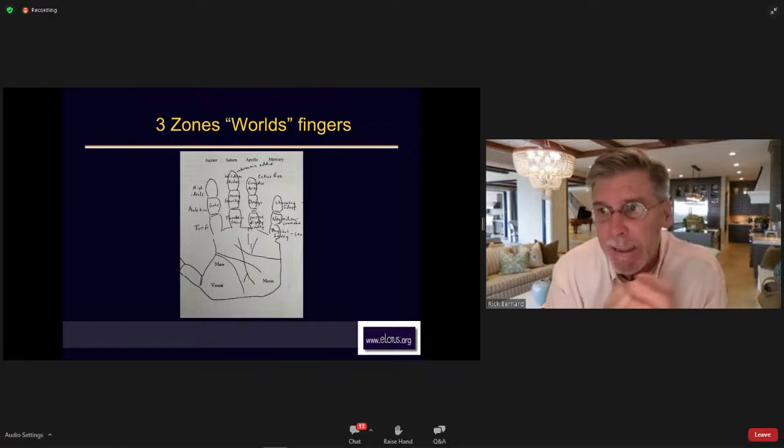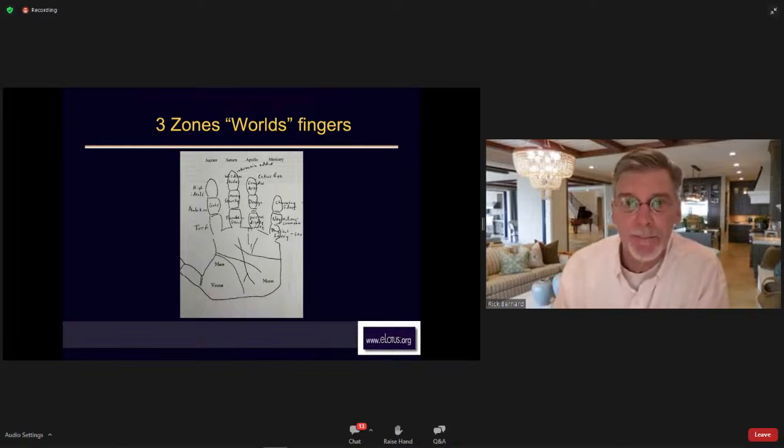They have a physical need. They need to touch. They need to feel. So if you see a very, very big lower zone there, you know that the person has real high physical needs.